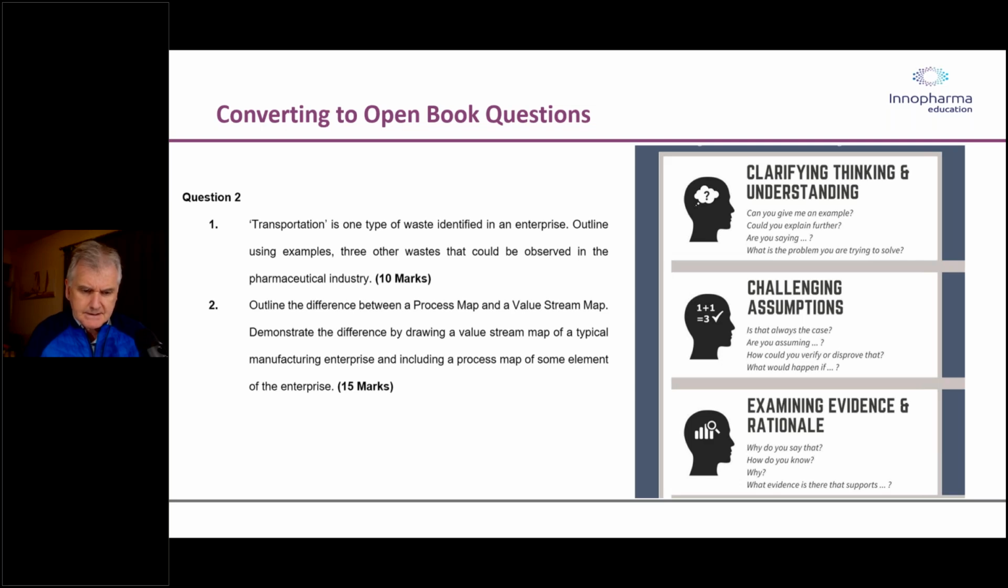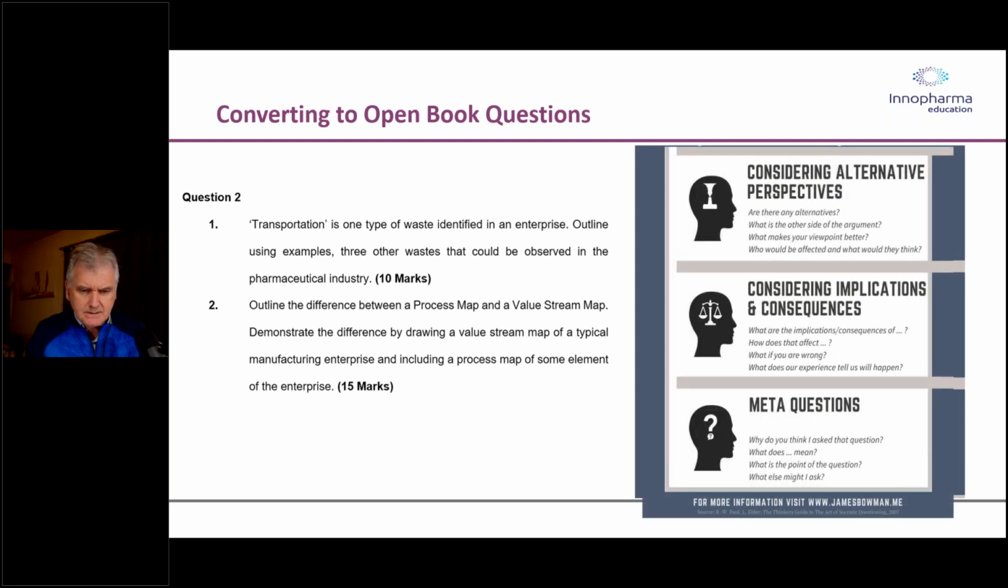Yeah, so let's have a look at the other set. So I've two sets here. So let's have a look at these. Are there any alternatives? What's the other side of the argument? What makes your viewpoint better? Who would be affected, for example? What are the implications or the consequences? How does that affect something? What if you were wrong? Why do you think I'm asking you that question? What do you mean, for example?